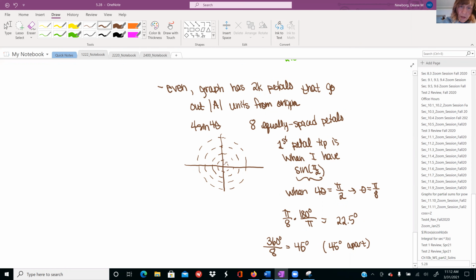Okay. Well, 45 degrees, remember, cuts right through the center of the coordinate system, and half of that is 22.5. So the first petal tip is right here in the middle of that first half. And then if I go up 45 degrees, that would be right here. And then right here, just keep adding 45 degrees. So 1, 2, 3, 4, 5, 6, 7, 8, and then just kind of try to draw the petals.